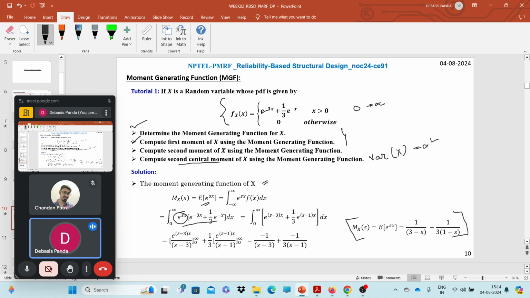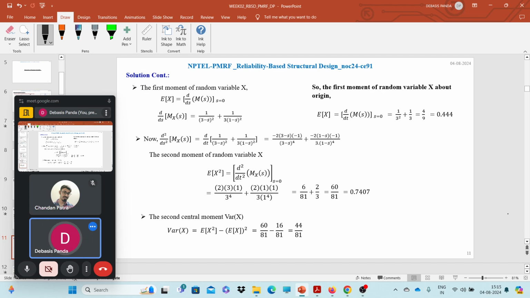First moment of x, that means first moment of x about origin. So how can we calculate it? You just need to differentiate this moment generating function with respect to s, and take the value at s equals 0. Then you will get the first moment about origin. And if you differentiate it twice with respect to s and take the value at s equals 0, you will get the second moment about the origin.